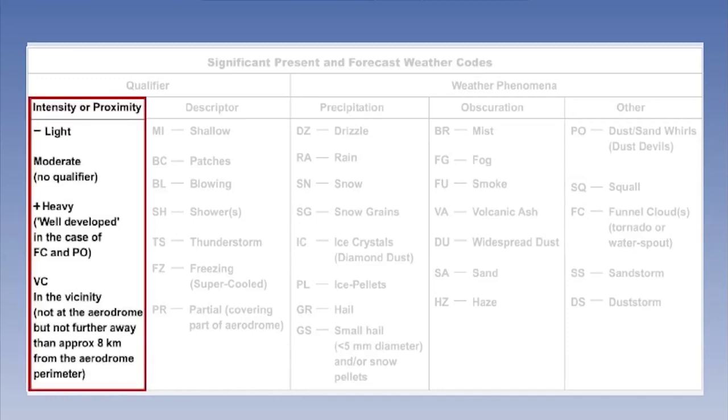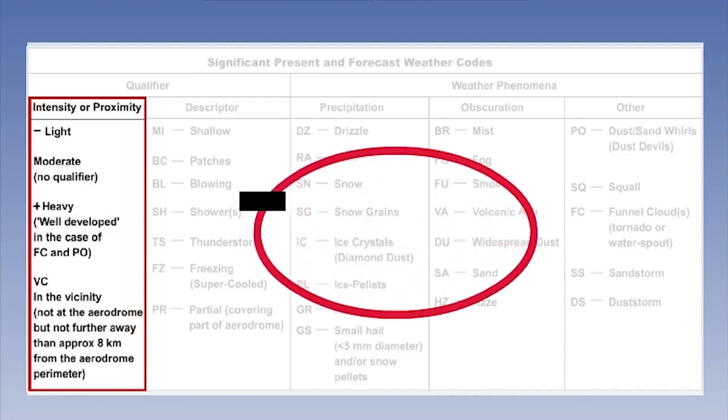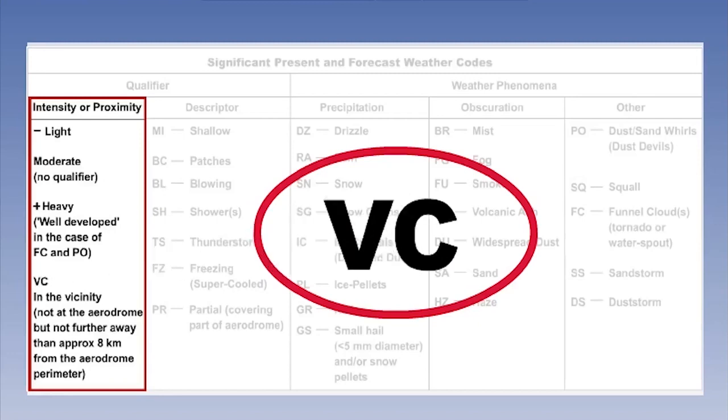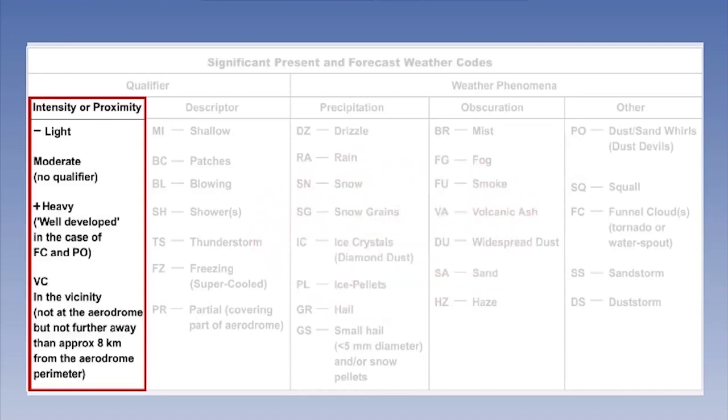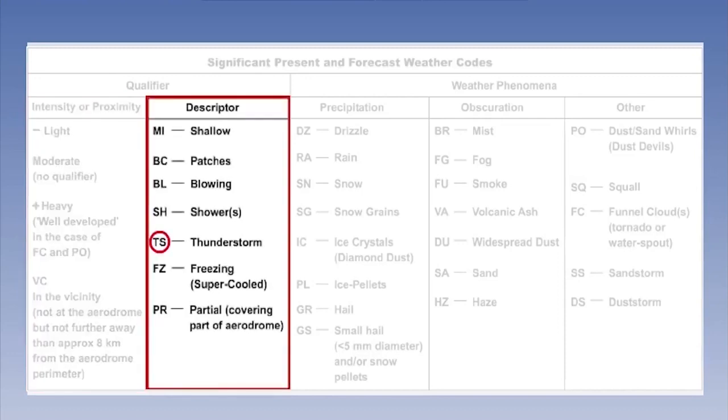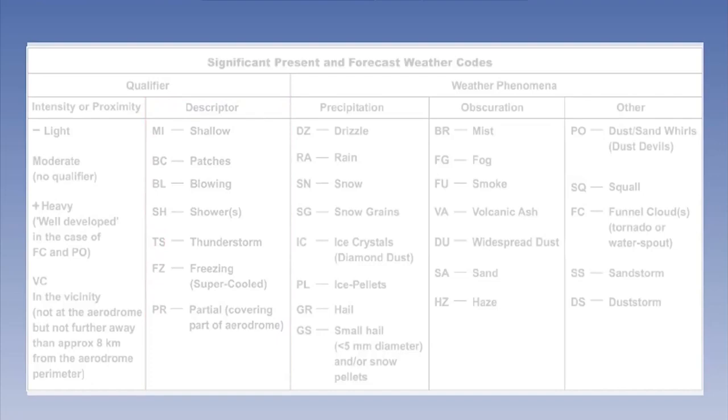The first column represents the intensity or proximity. There are 4 members of this column: minus, plus, VC, or zero entry, no qualifier. We shall see how the whole weather group works later, but for now, let's consider the next column, the description. Each member of this column basically adds detail or describes the weather phenomena coming later. The small exception is TS, which represents a thunderstorm. This can be used on its own without further groups, but we'll come to that shortly.